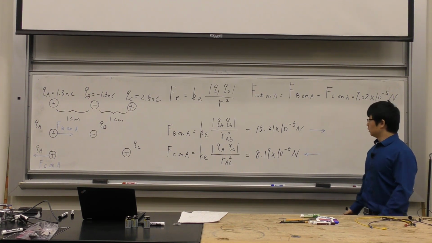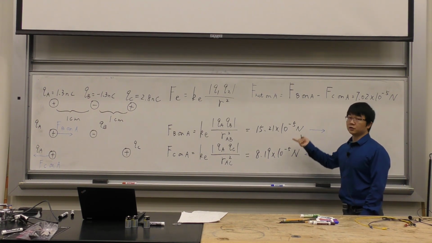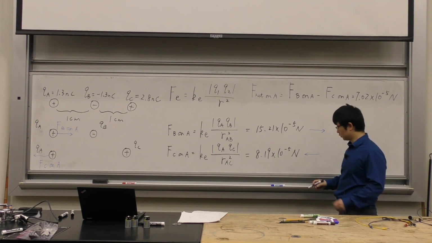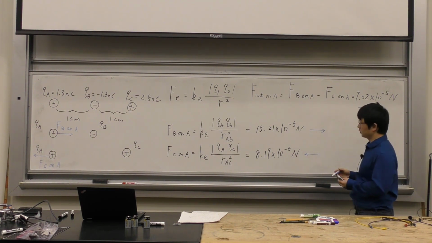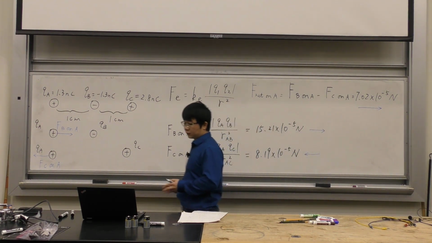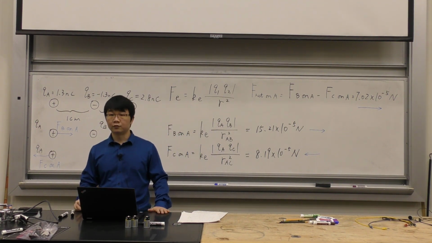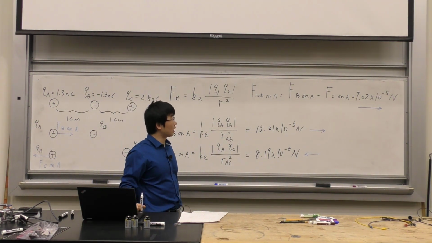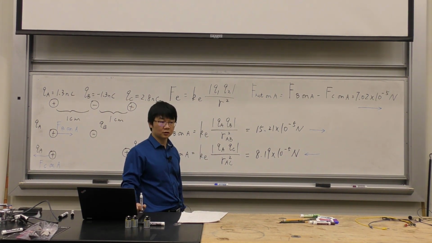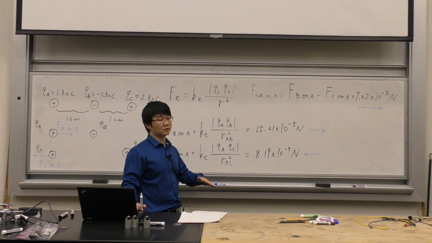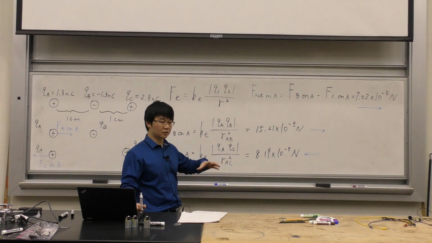What's the direction? Which one's larger? This one's larger, so this one is going to win out, right? So the net force is just going to be in this direction, to the right. So this is the net force on A. It's going to feel a force of 7.02 times 10 to the negative 5th newtons to the right. So that's how you find the net force on one of the charges if you have a group of many charges. And of course, you can repeat this process if you have 4, 5, right? As long as they are along the same line, you're just going to add or subtract.